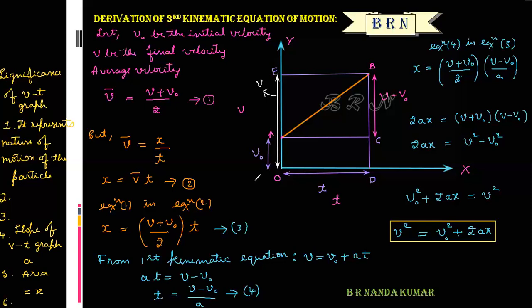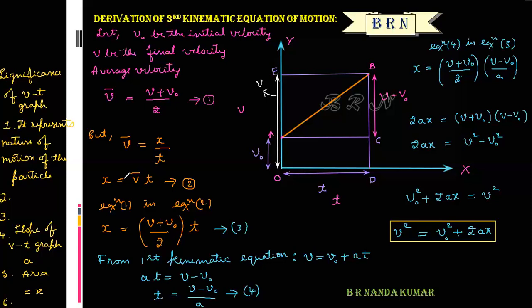And equations of motion, that means v = v0 + at, x = v0 t + 1/2 a t², v² = v0² + 2ax. Okay, equations of motion along a straight line can be derived. So these are the very important uses of the VT graph.